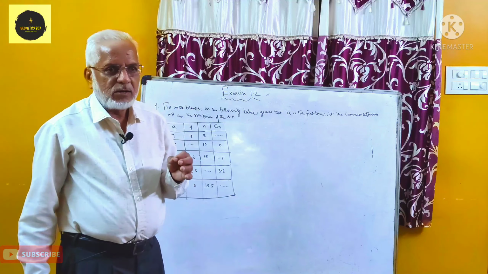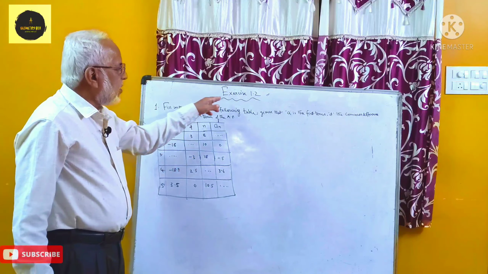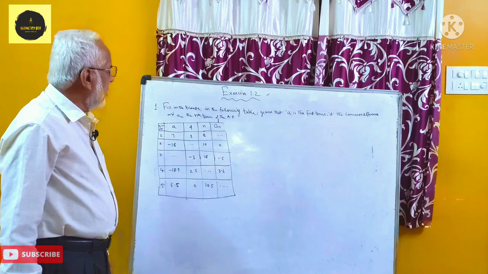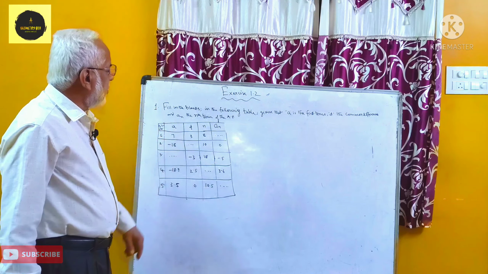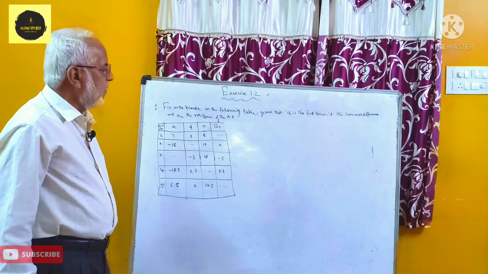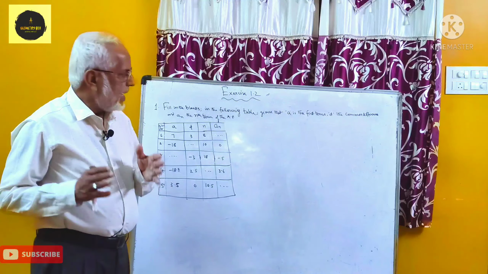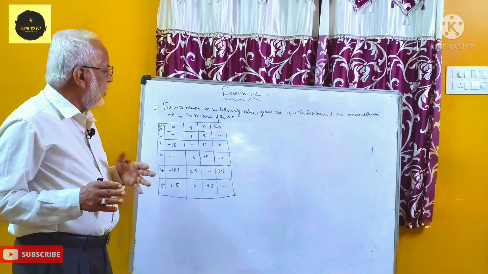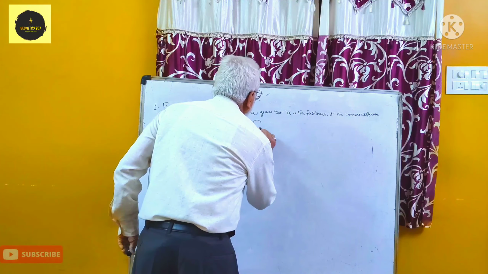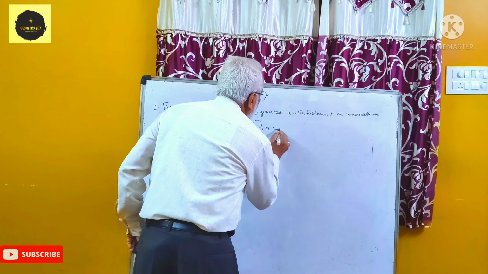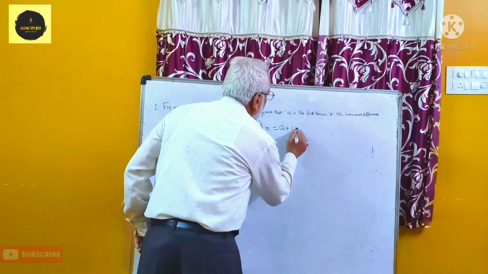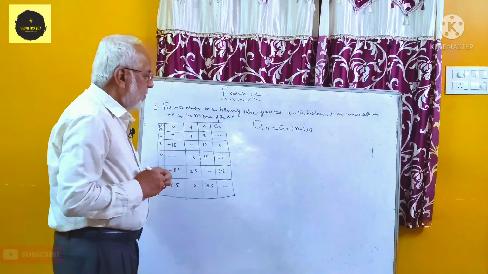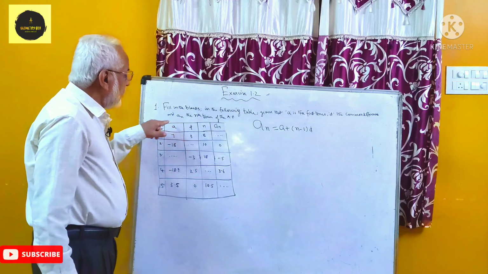On that basis, today I want to explain exercise number 1.2. In exercise 1.2, what we are looking at on the board is: fill in the blanks in the following table, given that a is the first term and d is the common difference, and an = a + (n - 1)d. This is the general formula for the nth term of an AP.